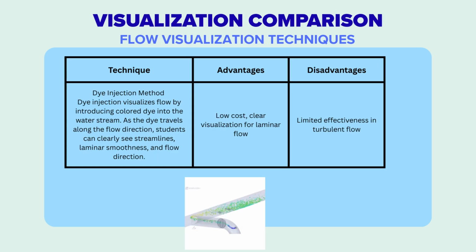Dye injection visualizes flow by introducing colored dye into the water stream. As the dye travels along the flow direction, students can clearly see streamlines, laminar smoothness, and flow direction. Advantage: low cost, clear visualization for laminar flow. Disadvantage: limited effectiveness in turbulent flow.